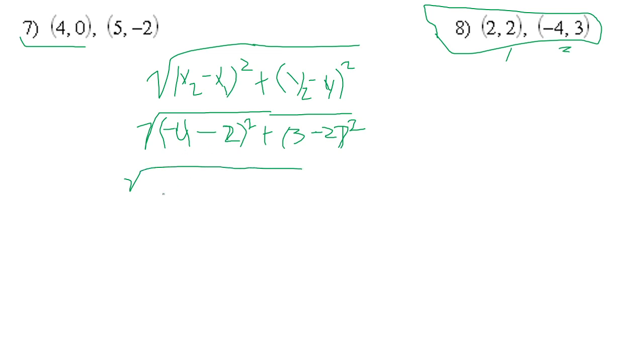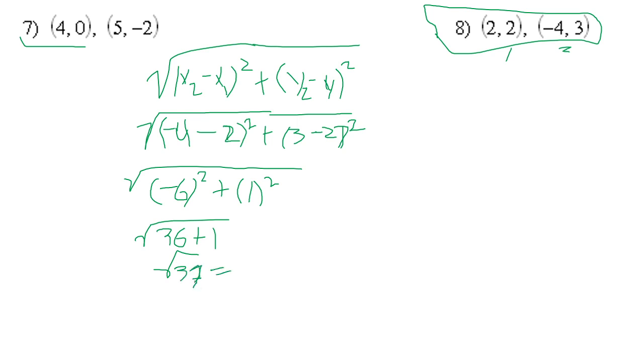So negative 4 minus 2 becomes negative 6 squared, plus 3 minus 2 is 1 squared, so we get 36 plus 1, so radical 37, which of course equals, you all know because you already did it, my calculator is messing up, give me a second, 6.1. And then that's it.